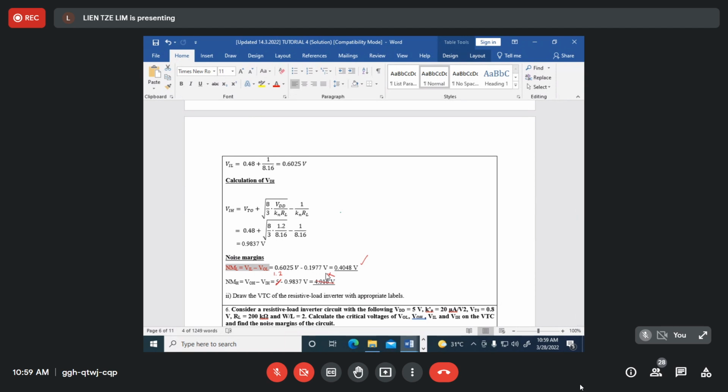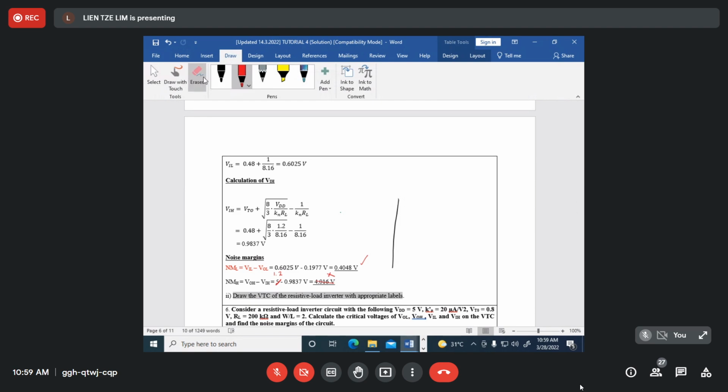Next is part 2, which is to draw the VTC of the resistive load inverter with appropriate labels. I have mentioned many times what VTC is. VTC is the voltage transfer characteristic. It is a graph that is plotted with Vout versus Vin. After you get all the critical voltages, you will need to draw it out.